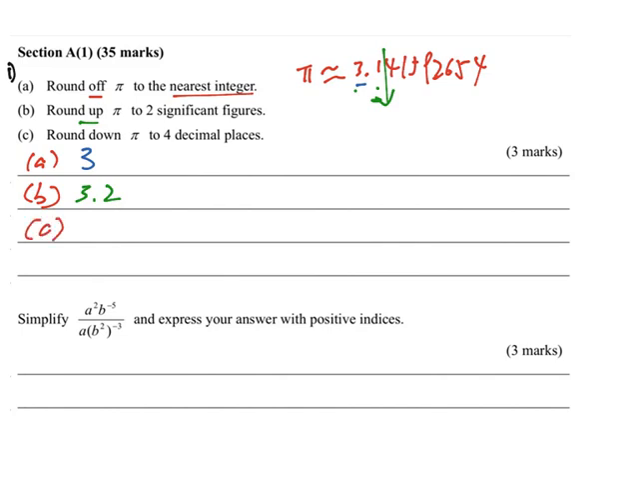For C, rounding down, that means we need to cut it to 4 decimal places. For 4 decimal places, we count from this dot. So 1, 2, 3, 4. So we will cut it here. So for rounding down, that means we will cut this. So it becomes 3.1415 only.